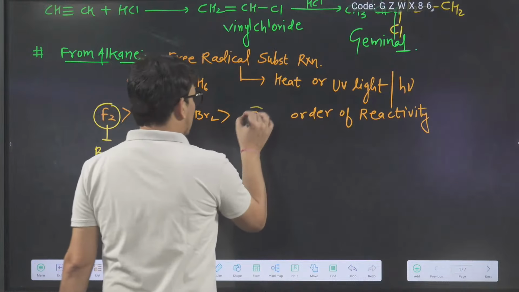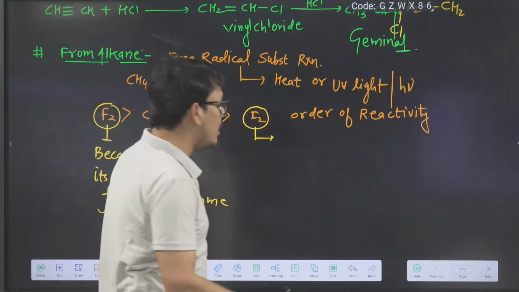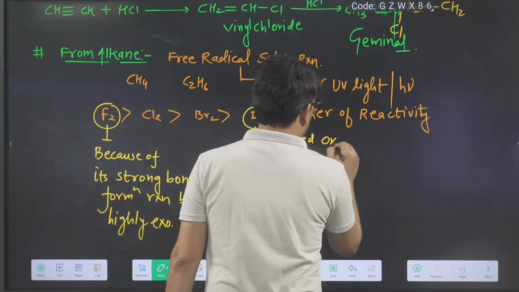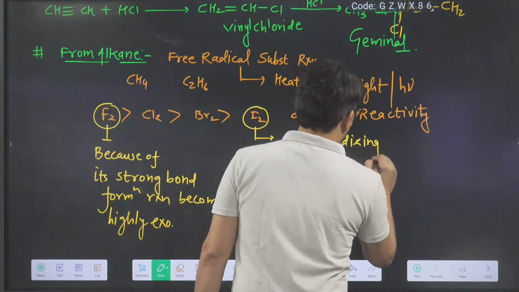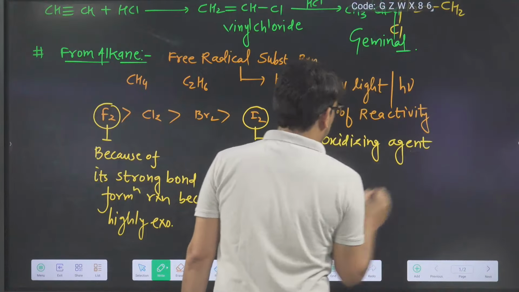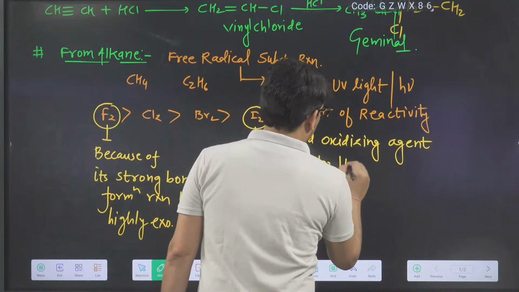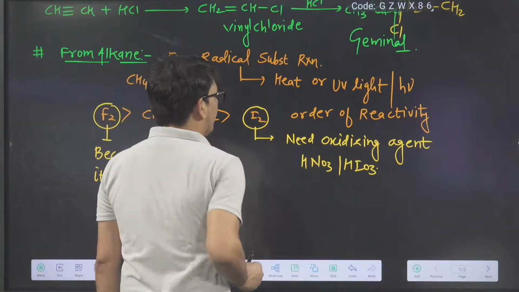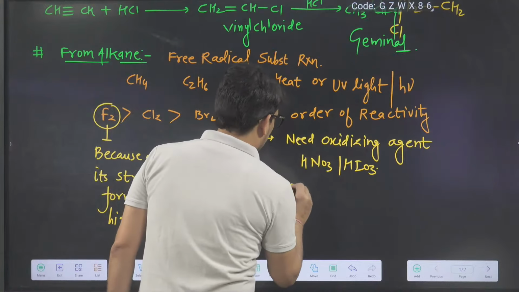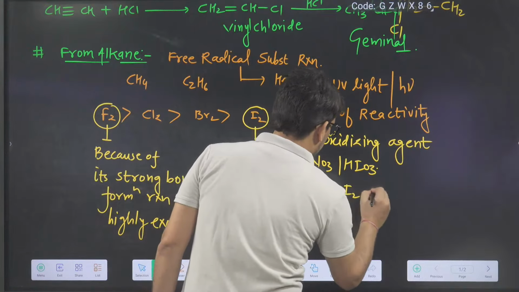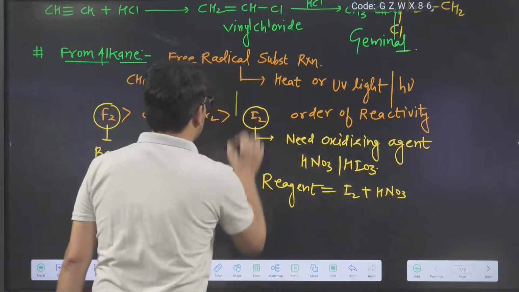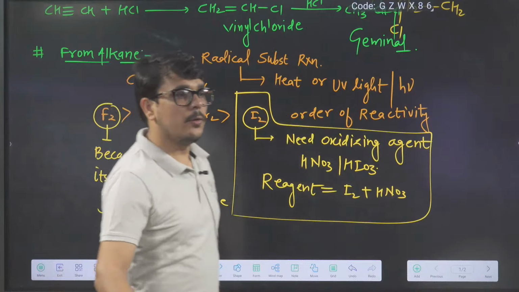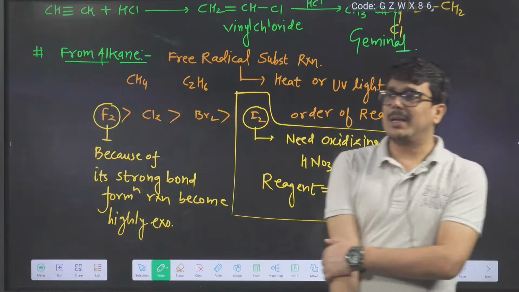While on this side, iodination is also not possible directly. To make this possible, it needs an oxidizing agent, which may be either HNO3 or HIO3. So which reagent do we require for iodination? As per NCERT, what they are using here is I2 plus HNO3. Clear to everyone here?